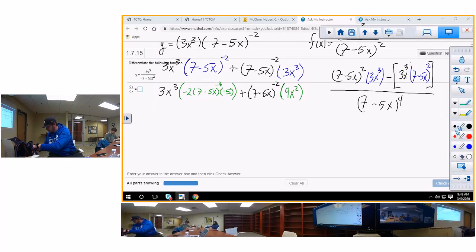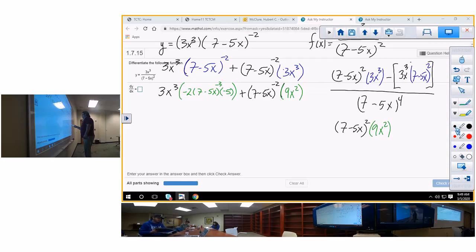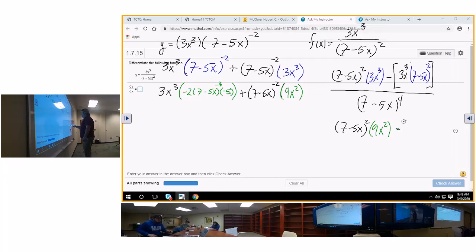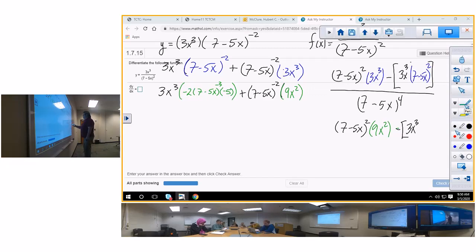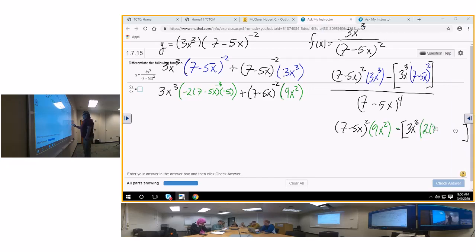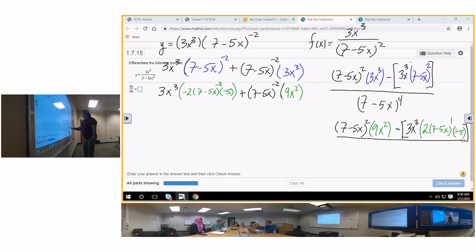Now I'll do this side over here. (7 minus 5x) to the second power times 9x squared, minus, brackets, 3x to the third times 2 times (7 minus 5x) to the first power times negative 5, all over (7 minus 5x) to the fourth power.